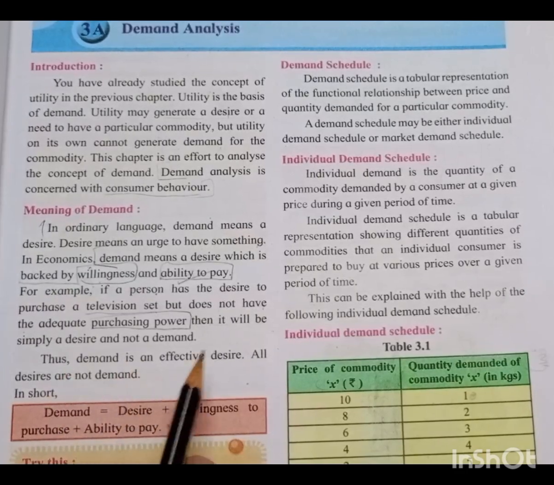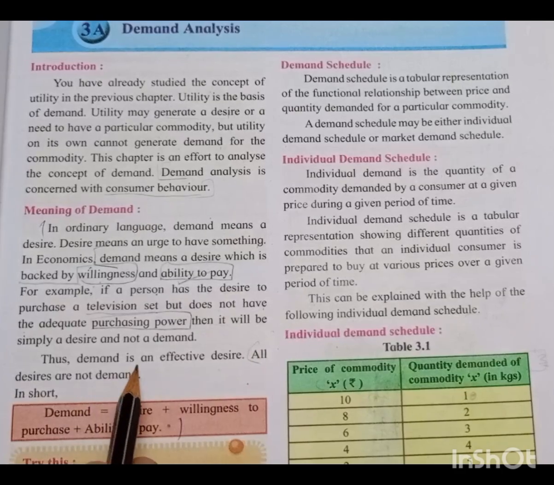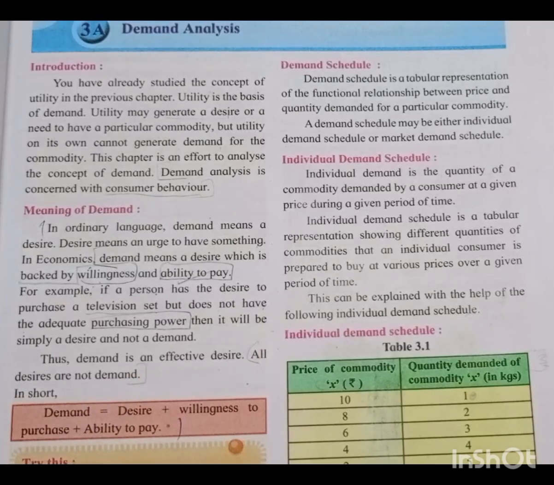Thus, demand is an effective desire. It is said that all desires are not demand. Why? Because in short this can be explained with the help of the equation given below. Demand is equal to desire which is backed by willingness to purchase, and साथ साथ आपके पास ability भी होनी चाहिए to pay for it.